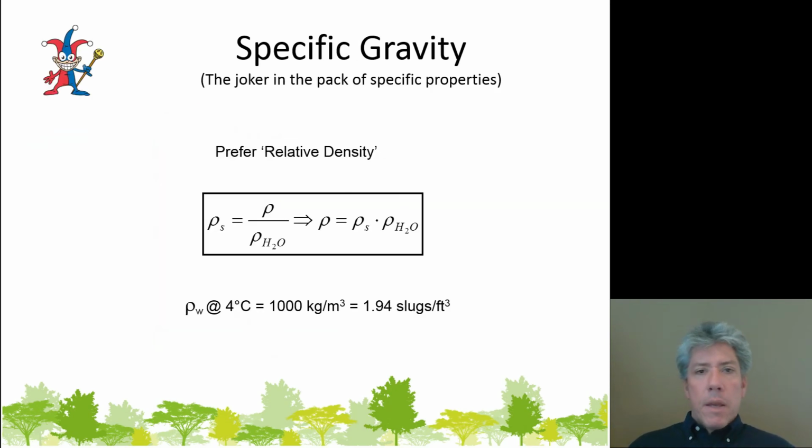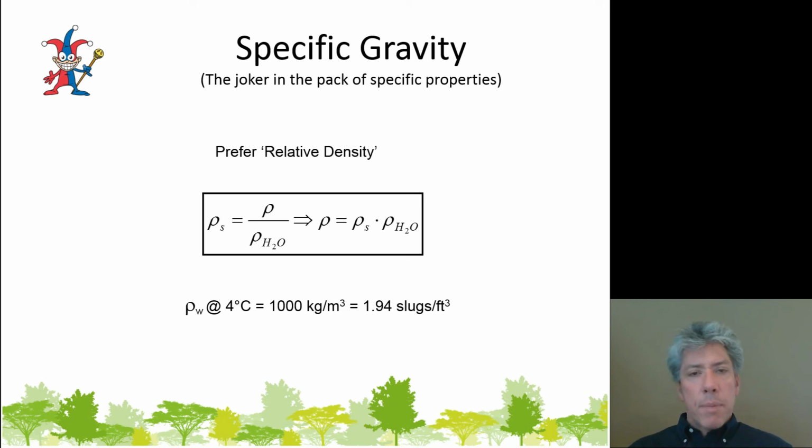Okay. Now, there is a term that I don't like. It's called specific gravity, and I call it the joker in the pack of specific properties. The reason is because specific gravity is not a per unit mass property. So I actually prefer the term relative density, because specific gravity really is just how dense is this thing I'm looking at versus the density of water. And really all it tells you is whether something would sink or float in water at particular conditions.